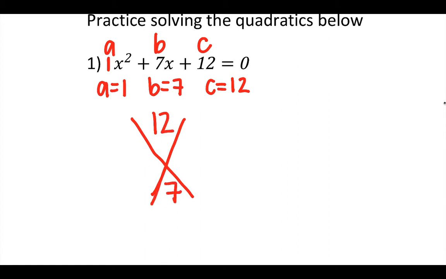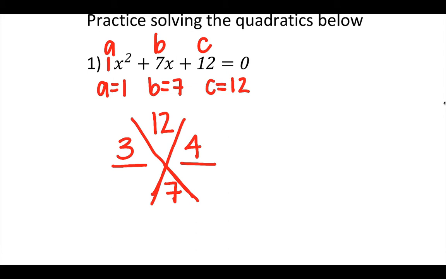I am now thinking of two numbers that multiply to 12, but also add to 7. So the first ones that pop in my head are 3 and 4. 3 times 4 is 12. 3 plus 4 is 7.